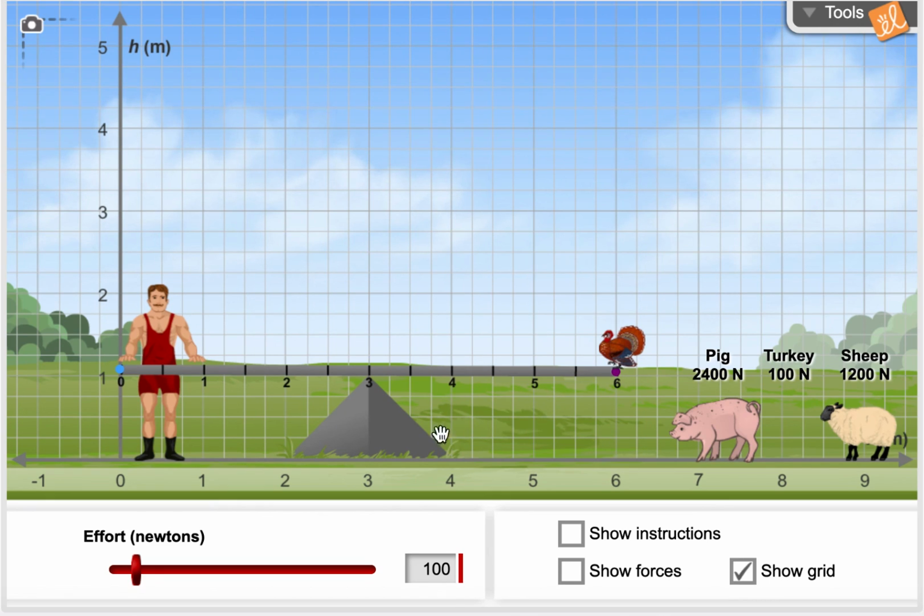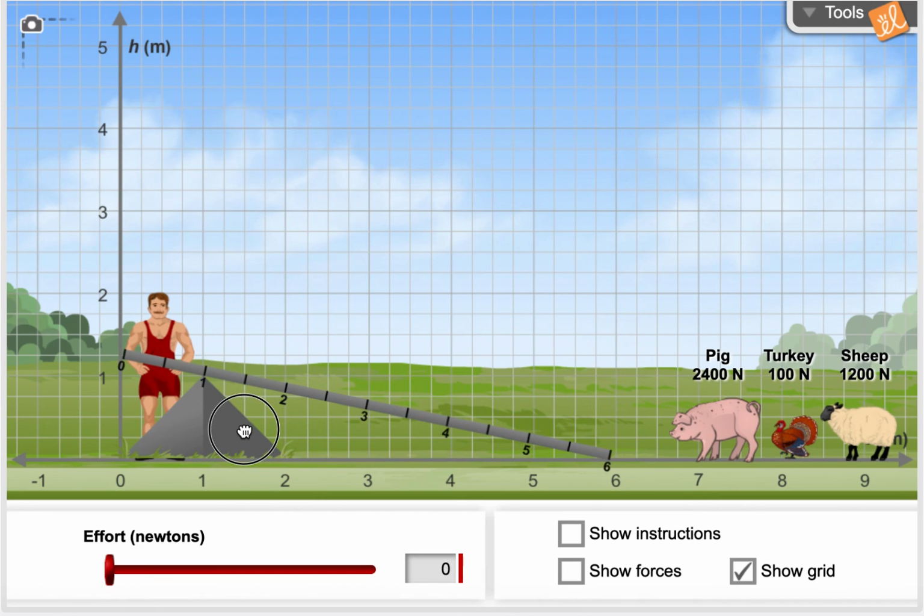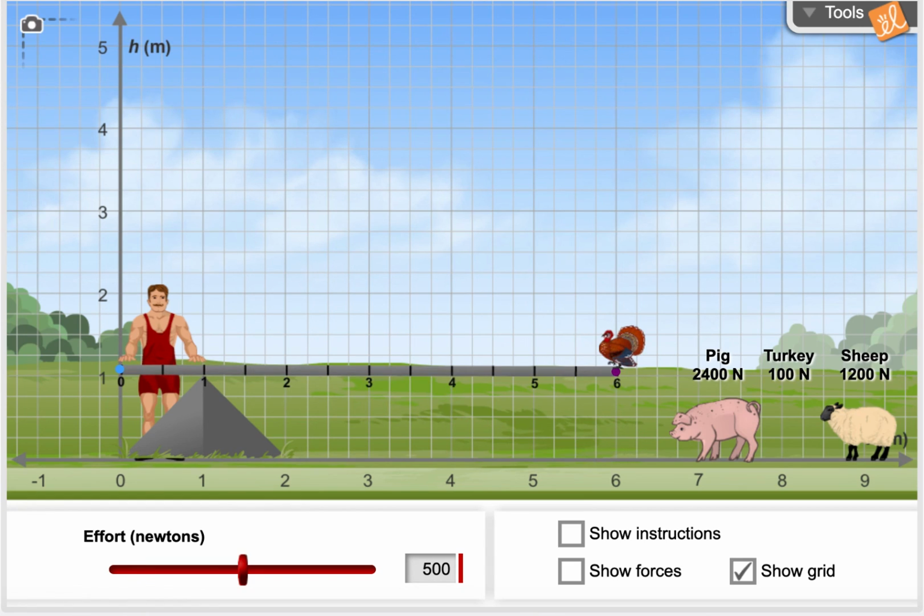So let's take a look at a second type of mechanical advantage. For this one, I'm going to move my fulcrum all the way over here. And I'm going to put the turkey back on. So let's try to exert 100 newtons of force again and see what happens. So he's pushing down with 100 newtons of force, and you'll see he cannot lift the turkey. So let's up that to something like 500, and you'll see now that he is able to lift the turkey up. So it takes a lot more force to lift the turkey. Even though the bar is only exerting 100 newtons of force, he is exerting 500.